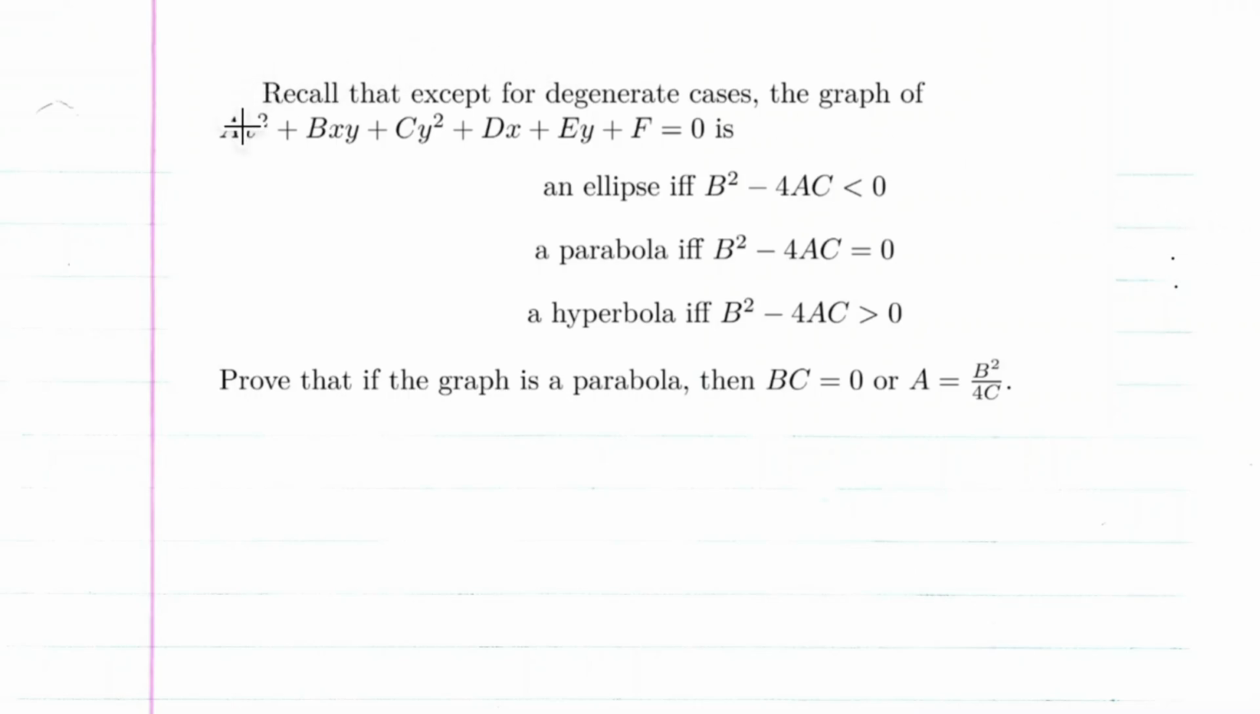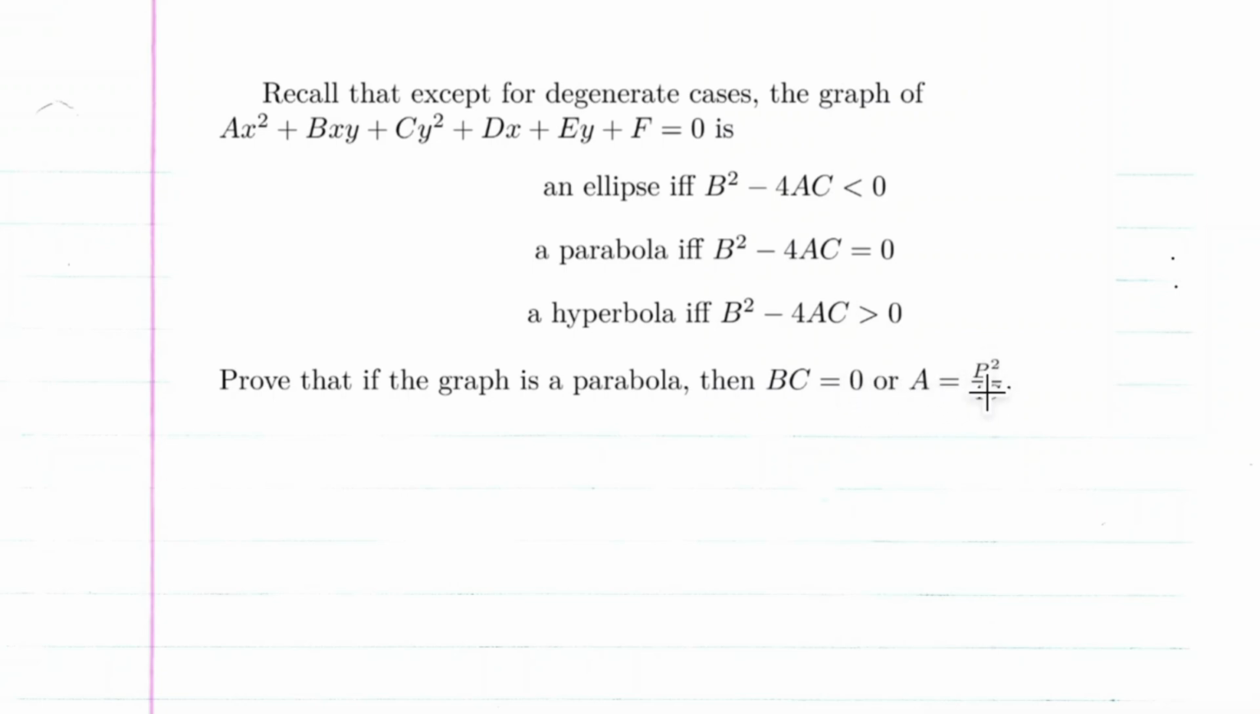Right, so we're going to use this equation again to determine if we are dealing with a parabola. So we want to prove that if the graph is a parabola, then BC is equal to 0 or A is equal to B squared over 4C.